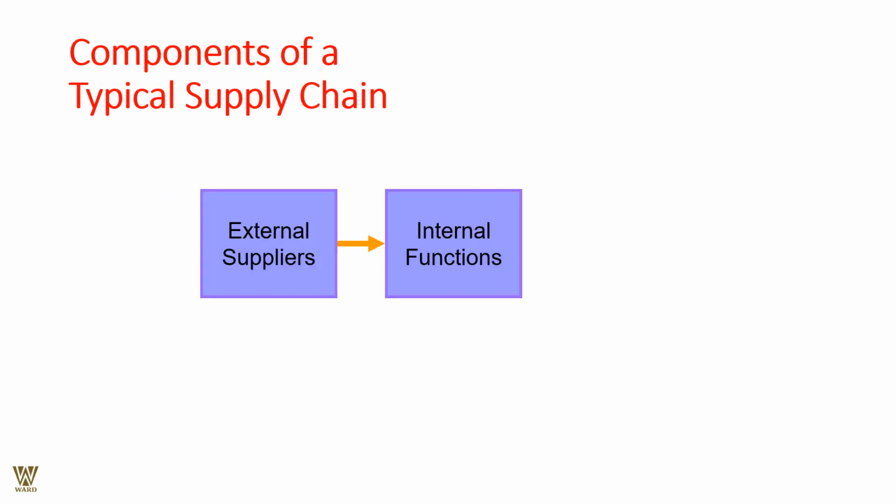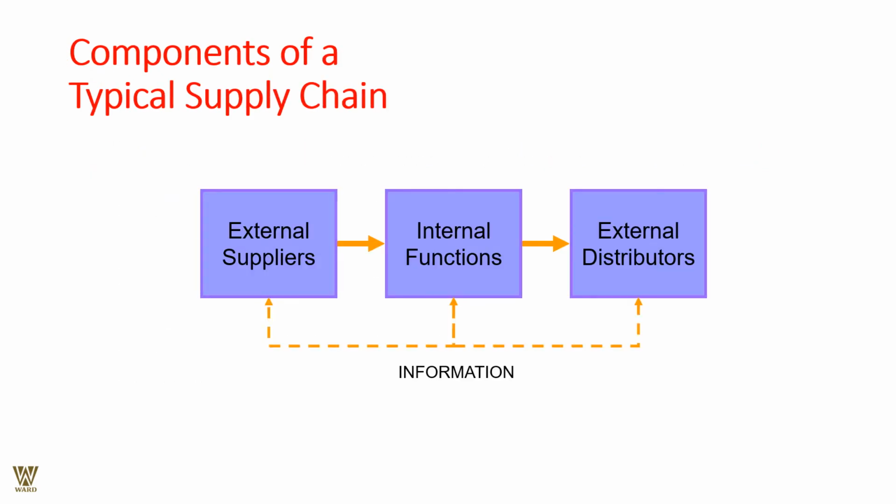So what are the various components of a supply chain? We have the external suppliers who give you the raw material. Then we have the internal functions where we produce our goods or services, and then the external supplier who is the wholesaler, retailer, or reseller, as the case might be. And in exchange comes the information. Remember, the information flows the other way around.